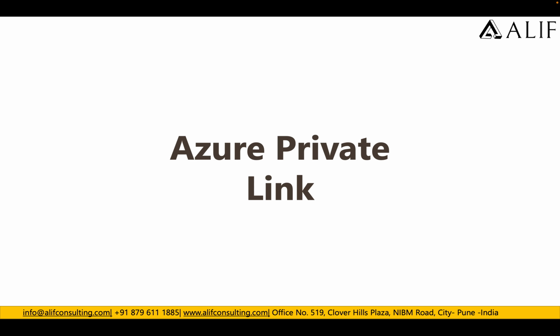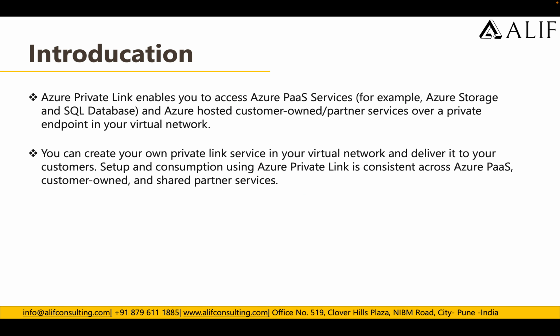Well, let's move to Azure Private Link. So Azure Private Link enables us to access Azure PaaS services and Azure hosted partner services over a private endpoint in the virtual network. So in this case, what happens? There is a private endpoint which we create, which basically works as a NIC, and that NIC, which is also known as a network interface, is attached to this service, and then we can connect to that service over the virtual network using the private IP, right?